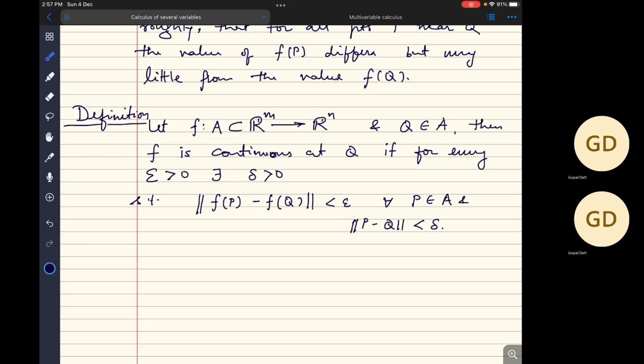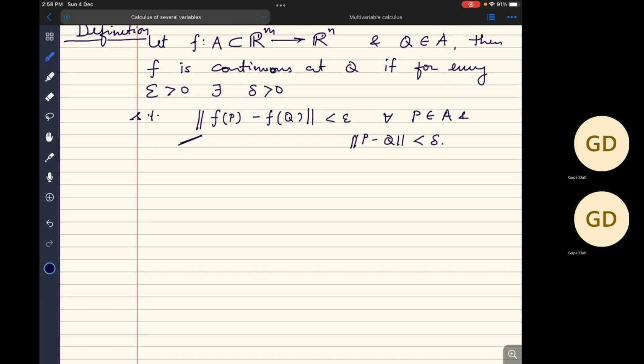As you can observe, this definition is very similar to the definition of continuous functions of a single variable taking values in R. This is almost the same definition, the only difference is that here instead of modulus we are using norm. And you know both norm and modulus give us the distance or the metric. So here we have defined continuity at a point.